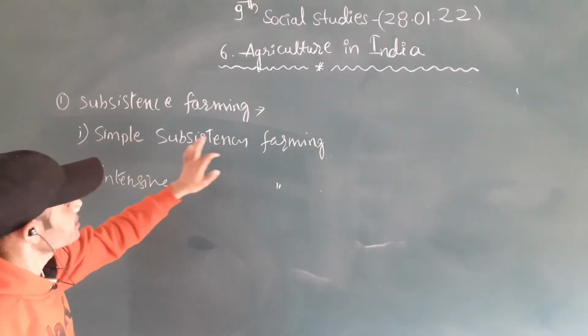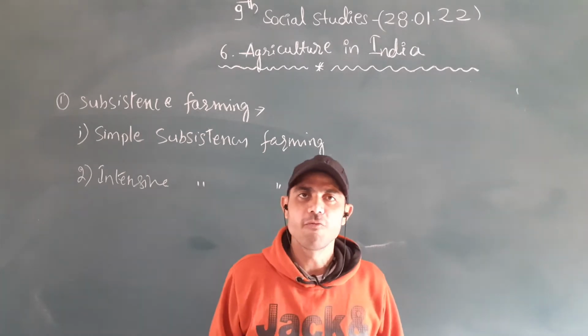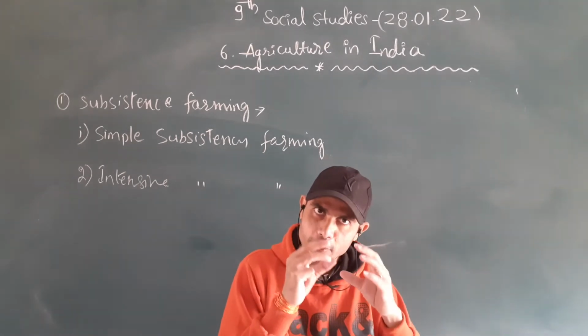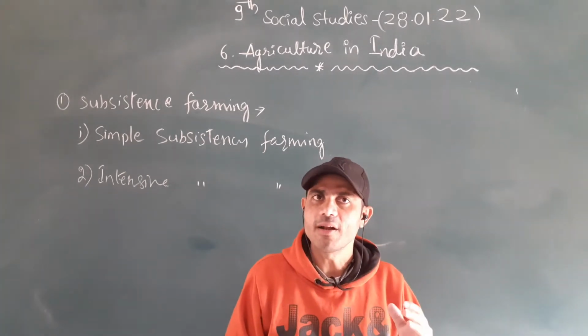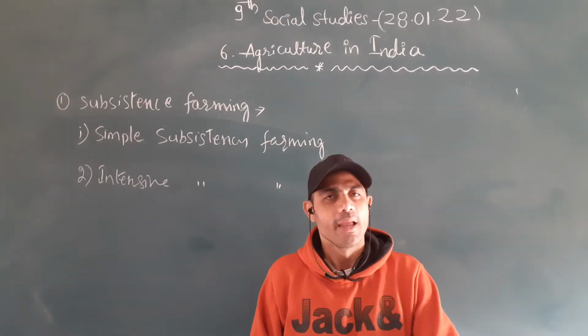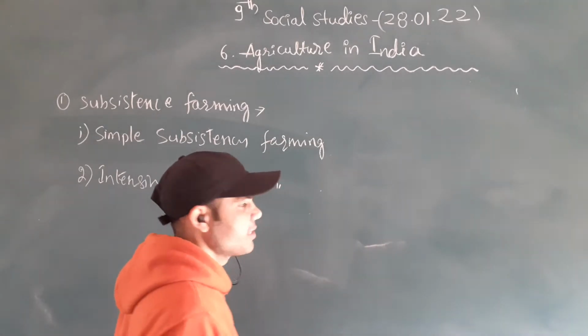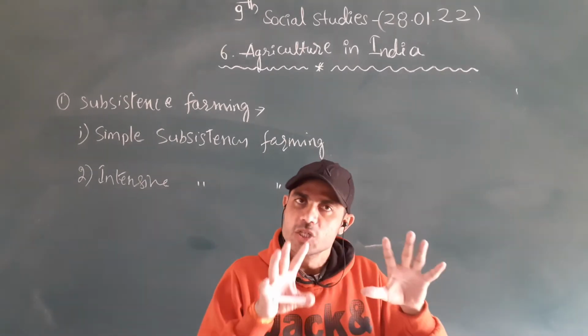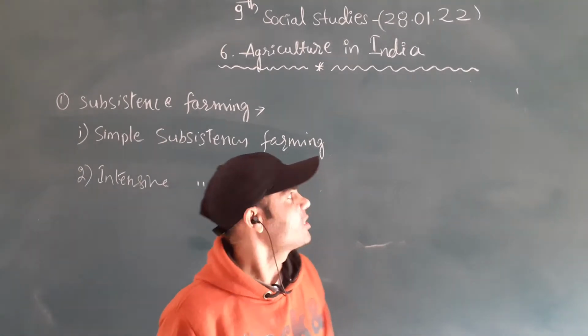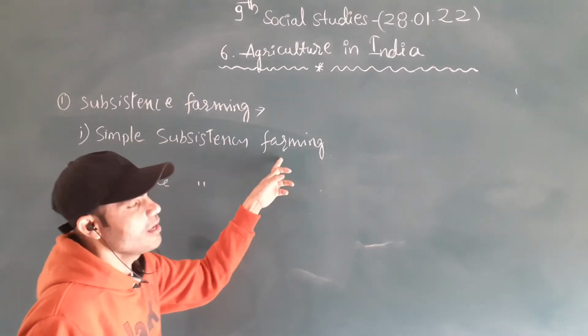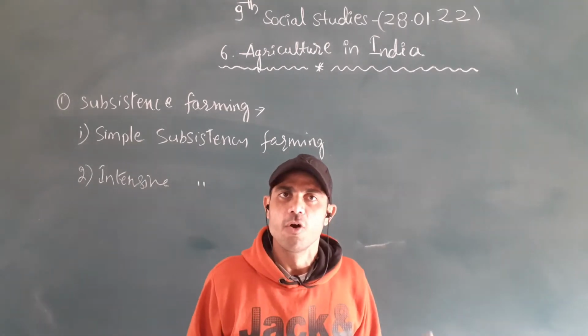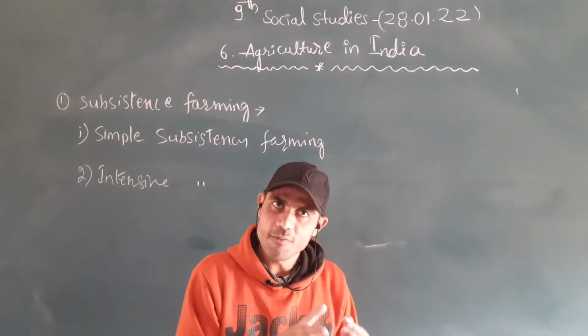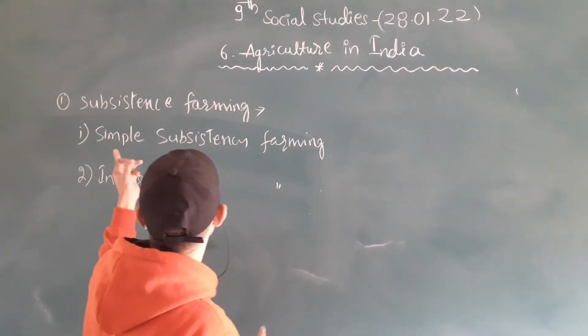See, the simple subsistence farming means the practicing of the cultivation in a small patch of land. That is what we call the simple subsistence farming. Why? Because see, they can move. We can also call it the simple subsistence farming.